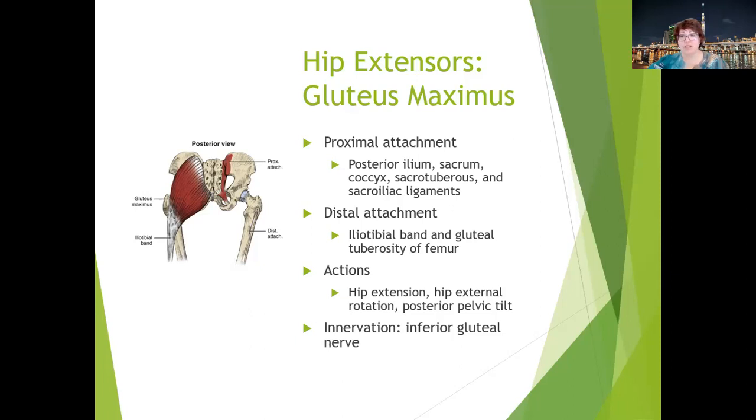So if you put your hands on your iliac crests, the gluteus medius runs along the iliac crest and the gluteus maximus is a little bit inferior to that. So the gluteus medius gets the superior gluteal nerve and the gluteus maximus gets the inferior gluteal nerve.